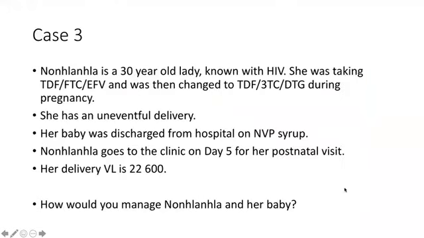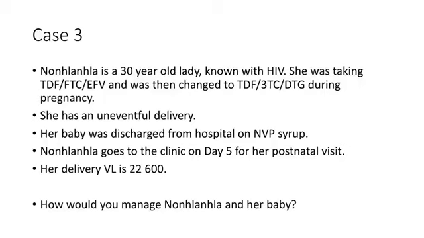Okay, so next, Nonhlanhla is a 30-year-old lady, and she's known with HIV. She was taking TEE, and then that was changed to TLD during pregnancy. We know in the guidelines that if a viral load is less than 50, then you can make a one-drug switch from TEE to TLD. So we know that her VL must have been suppressed. She has an uneventful delivery, and her baby was discharged from the hospital on NVP. So her baby was basically classified as a low-risk baby.